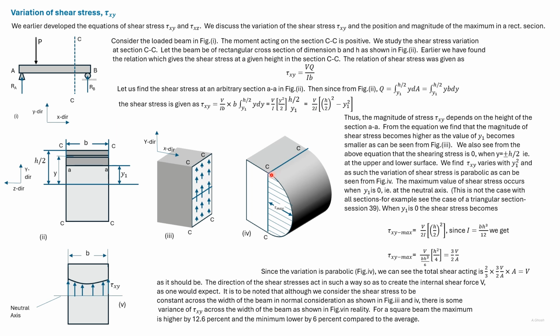We generally consider the shear stress to be constant along the width of the section. But in reality, the shear stress varies. For a square section, we find that the maximum shear stress is 12.6% above the average, and the minimum shear stress is 6% below the average.